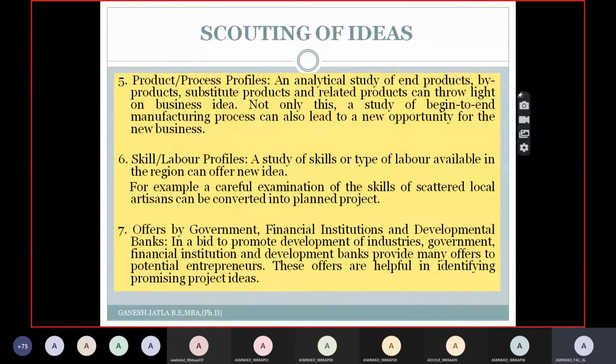But after some time, you can identify there is a repetition, or sometimes there are tasks which are not required. In such cases, generally you eliminate those operations and you try to strengthen your manufacturing process. That is very, very important. So this is how you generally get ideas from the product or process profiles.